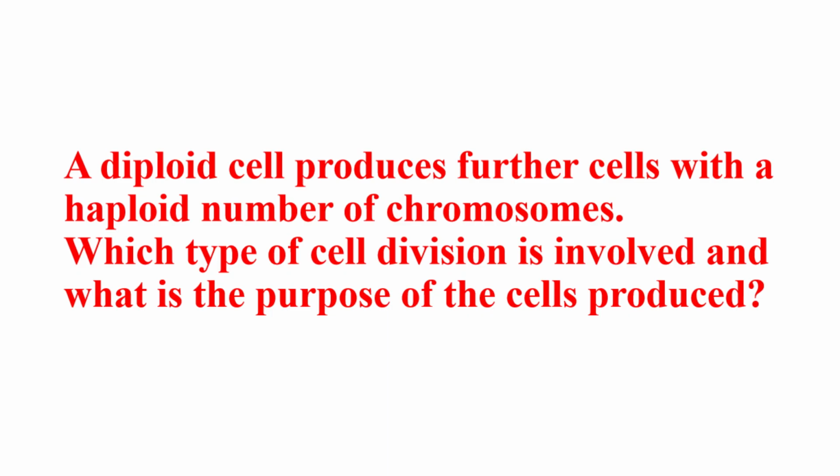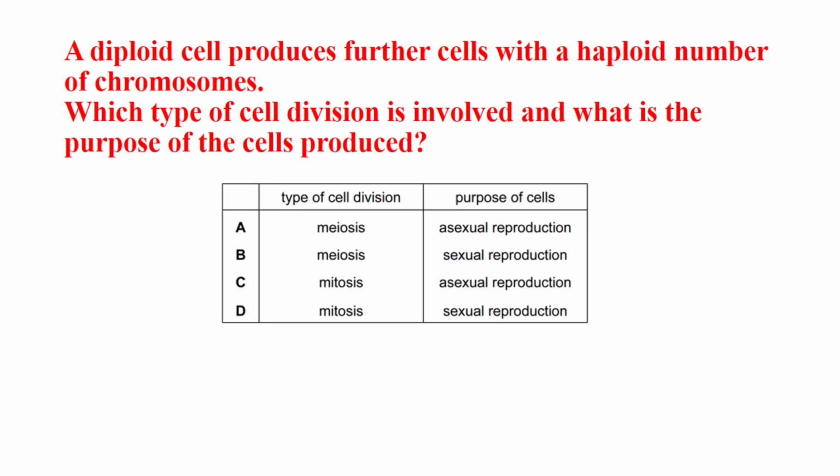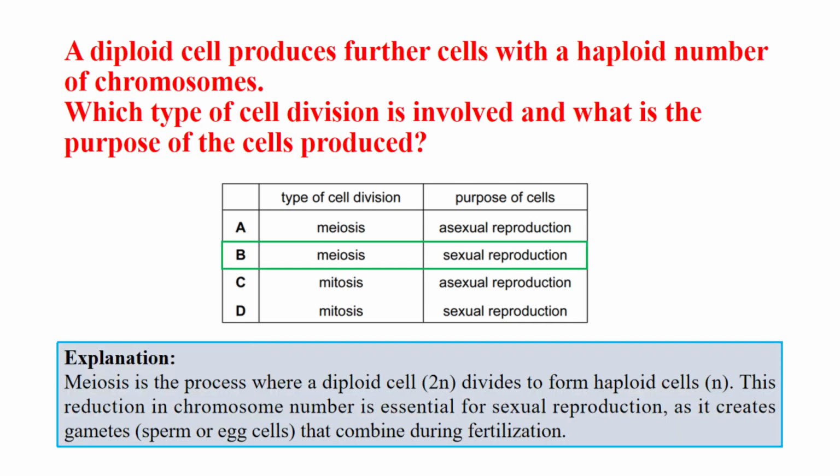The next question asks which type of cell division occurs when a diploid cell produces cells with a haploid number of chromosomes. Is it A. Meiosis for asexual reproduction. B. Meiosis for sexual reproduction. C. Mitosis for asexual reproduction. D. Mitosis for sexual reproduction. The correct answer is B. Meiosis for sexual reproduction. Let me explain why.